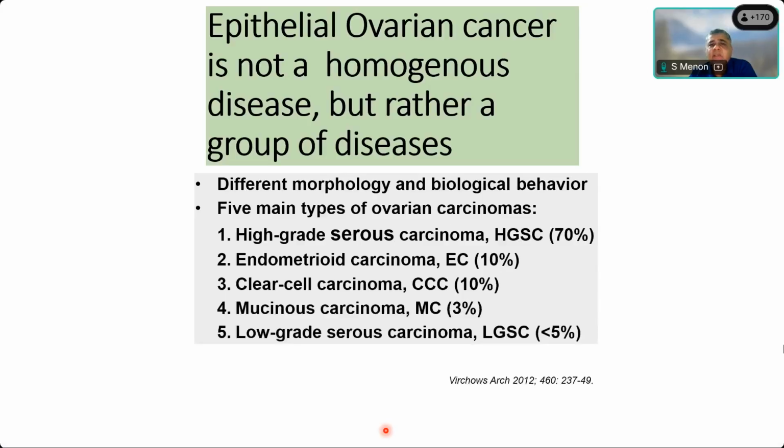And if you look at epithelial ovarian cancer, it's not a homogeneous disease. Sometimes you loosely say the patient is a case of ovarian cancer. It does not mean the patient has only one type of epithelial ovarian cancer. There are several different types. High grade serous, low grade serous, different pathogenesis, different treatment protocols, different IHC pattern when it comes to P53.